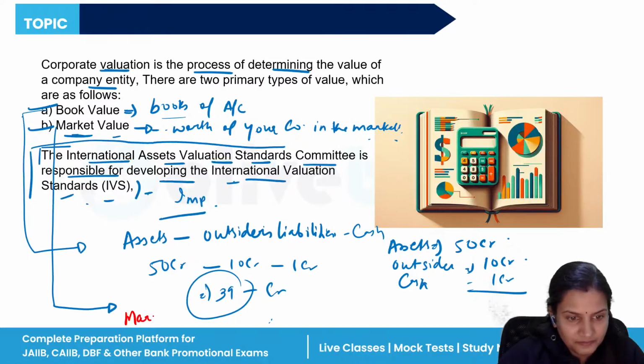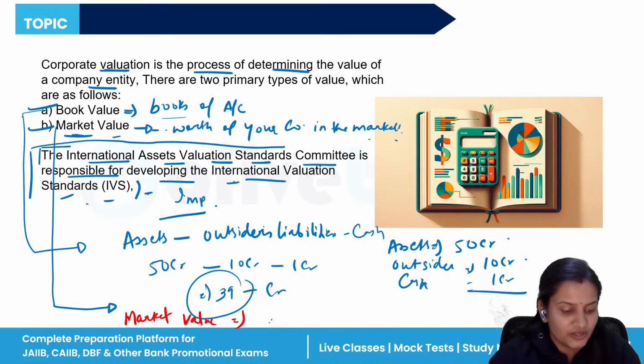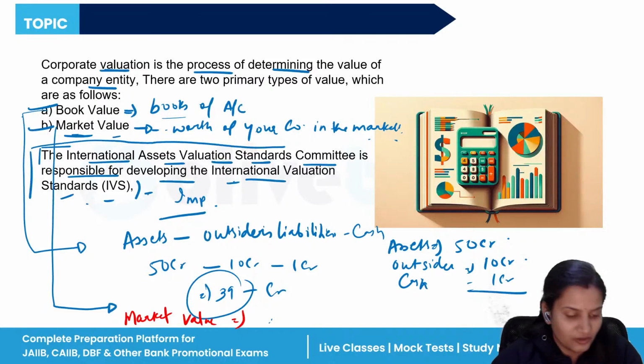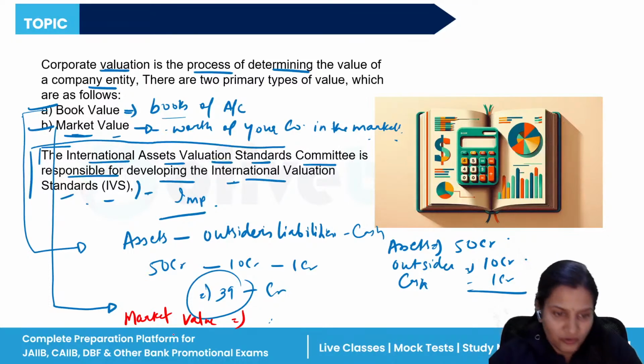The market value. Market value means what? How many shares are traded in the market? The value of your shares, the wealth of your shareholders. This is a very important perspective for calculating the market value of a firm: the value of each share and how many shares are sold in the market. That is the main important phenomenon in market value. So how will you calculate?